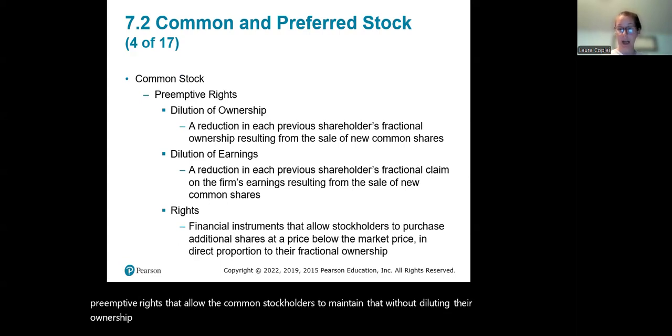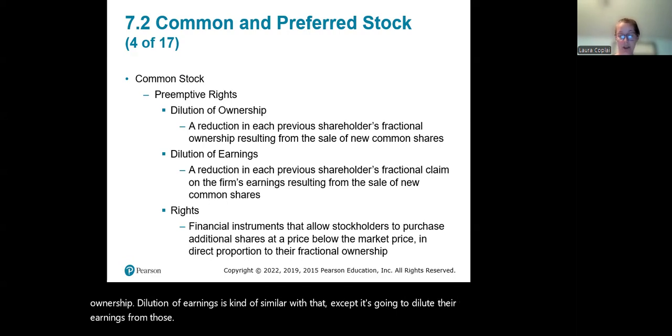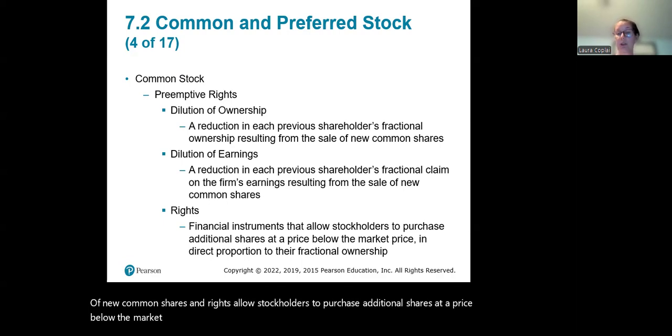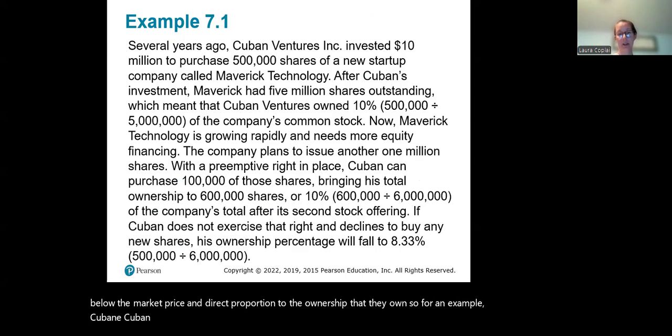Dilution of earnings is kind of similar to that, except it's going to dilute their earnings from the sale of new common shares. And rights allow stockholders to purchase additional shares at a price below the market price in direct proportion to the ownership that they hold. So for an example, Cuban Ventures Inc. invested $10 million to purchase 500,000 shares of a new startup company called Maverick Technology.